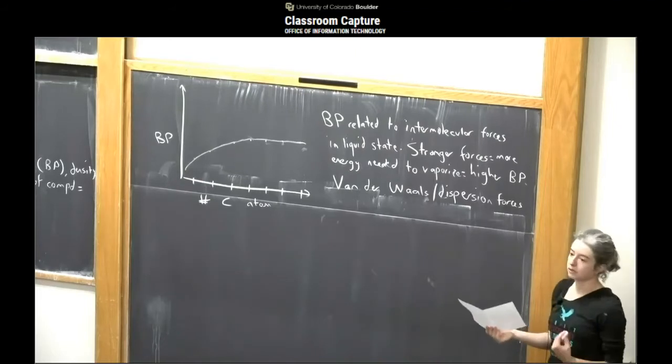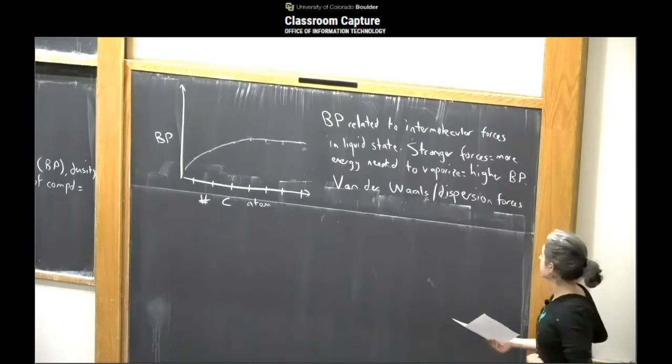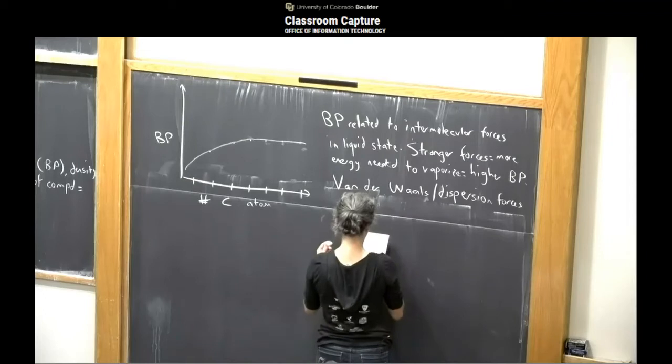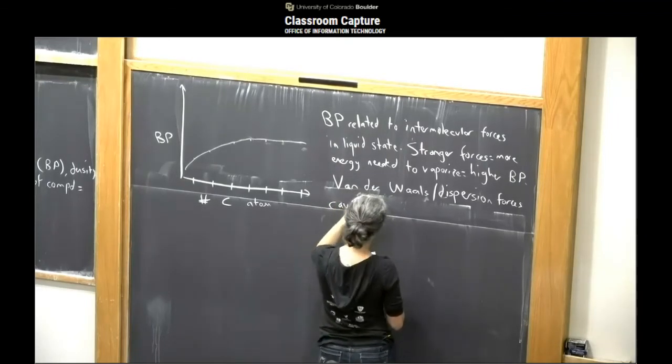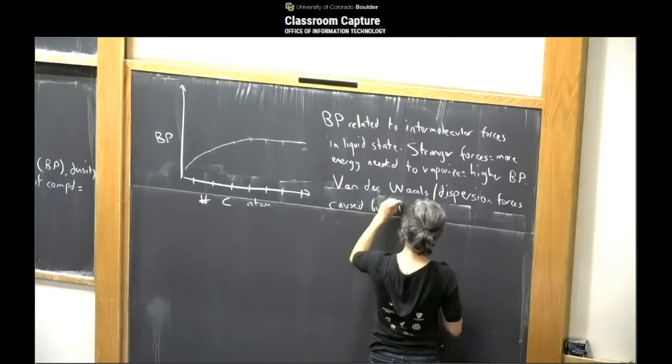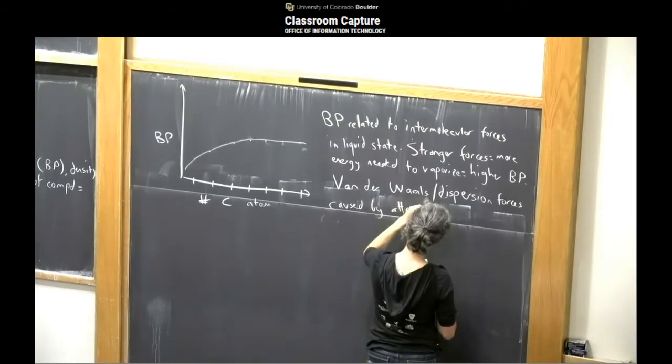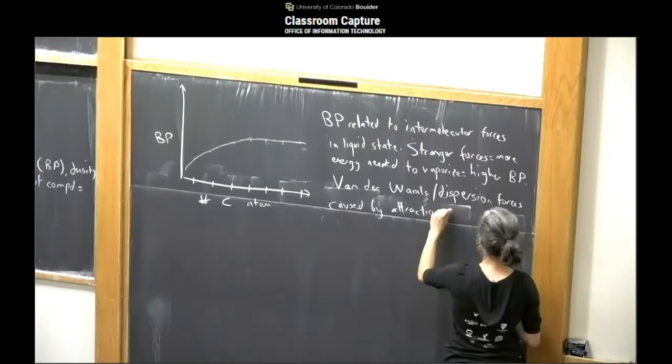Van der Waals forces are pretty much the only thing holding these N-alkanes together, and they're caused by attraction between temporary dipoles.